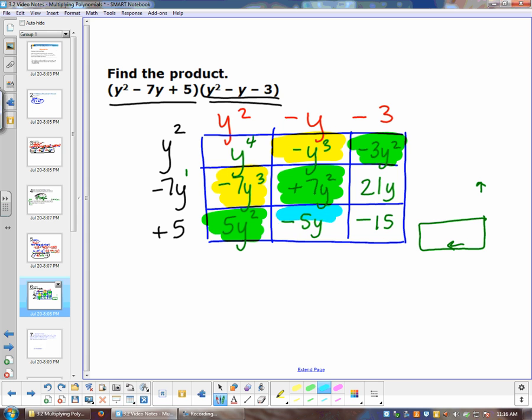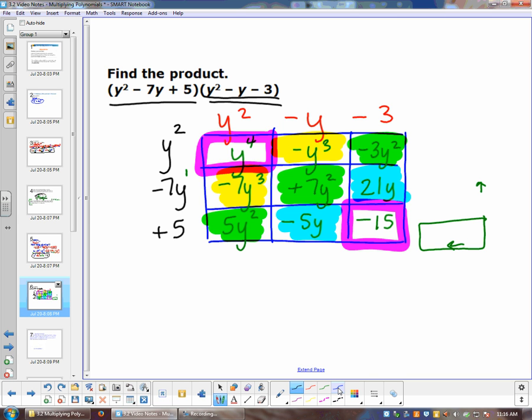Again, same idea, negative 5y, 21y, and then I have y to the 4th up here, which doesn't have anything that matches it, and a negative 15 down here, which does not have anything that goes with that, no like terms. So what would be my final answer in standard form? Well, the highest power was y to the 4th, and there was only one term with that, so y to the 4th.